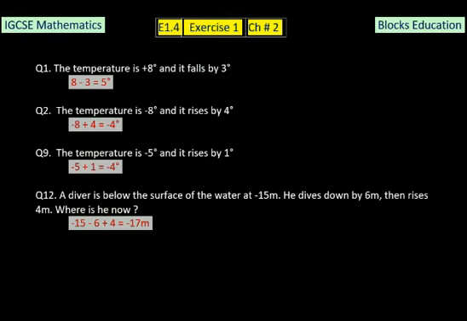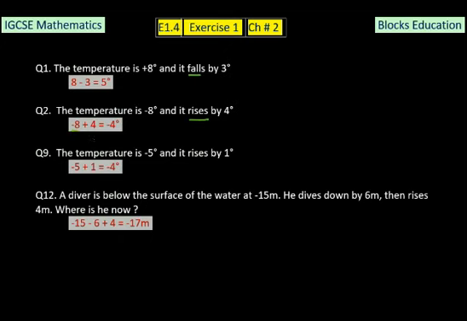In question number 1, it says the temperature is plus 8 degrees and it falls by 3 degrees. Look at that word fall. It means that you have to subtract. Falls means it has come down. So you have to subtract 3 from 8. So 8 minus 3 equals 5. Question number 2 says the temperature is minus 8 degrees and it rises by 4 degrees. See that word rises. It means that this time you have to add 4 degrees to the minus 8. So it is minus 8 plus 4, which makes minus 4.